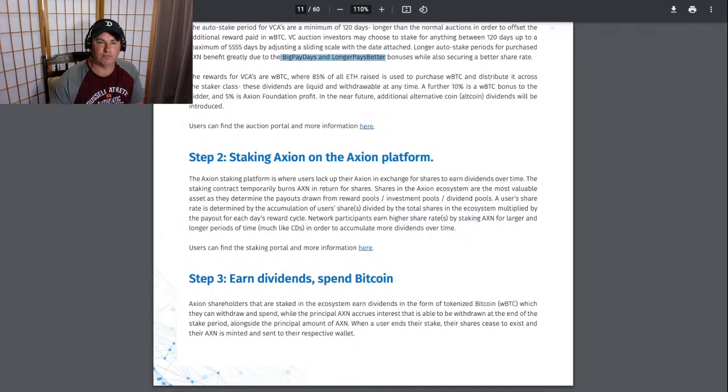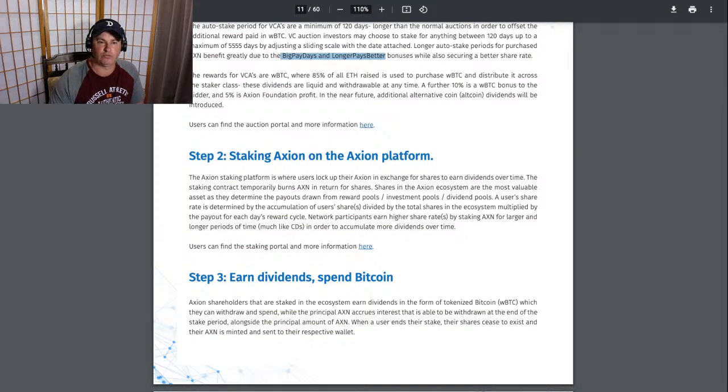Payouts are drawn from the reward pool and investment pools, dividend pools. So there are so many reward sources that you can get by staking Axion. A user's share rate is determined by the accumulation of the user's shares divided by the total shares in the ecosystem, multiplied by the payout for each stage reward cycle.